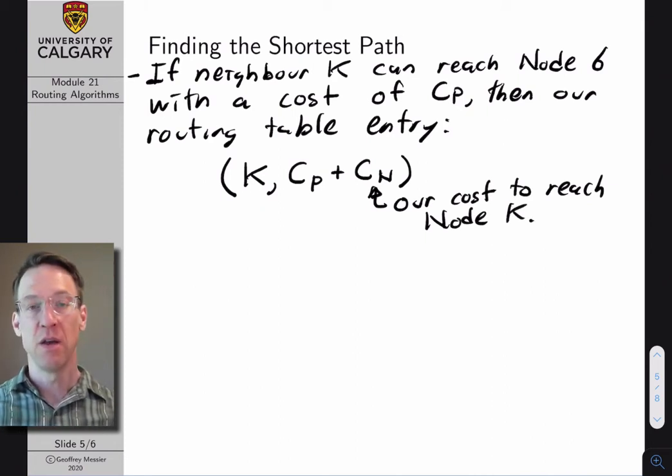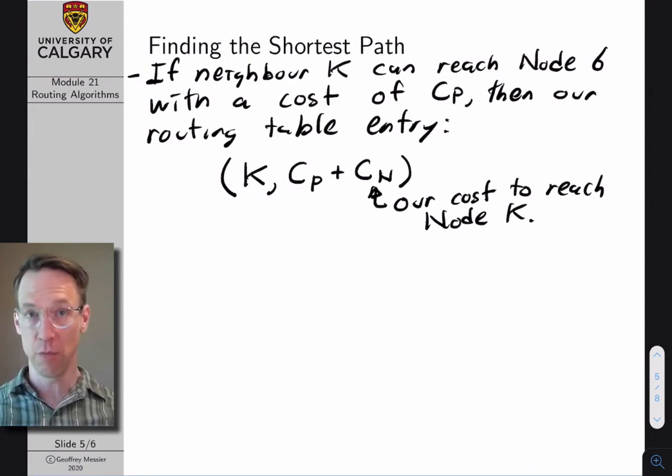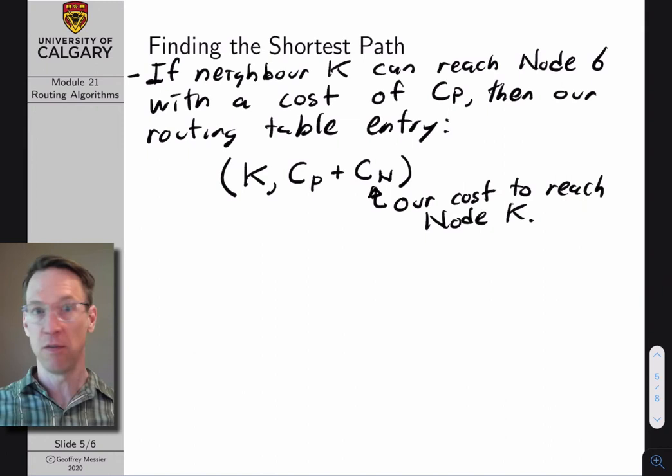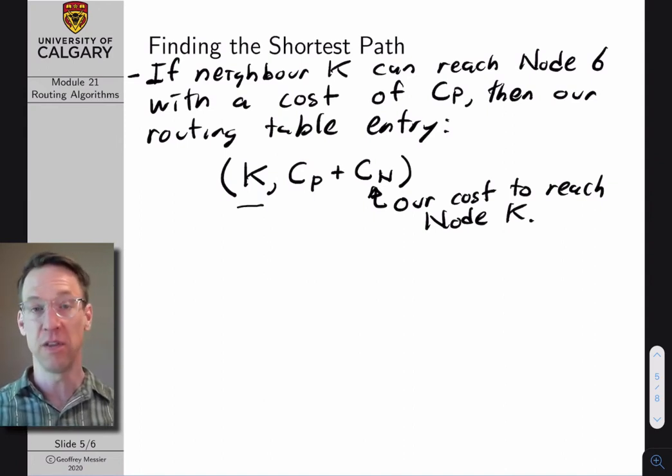So said another way, if neighbor K tells us that it knows how to reach node 6 with a cost of CP, we know that we can give our packet to that neighbor, and then that neighbor can somehow magically deliver the packet to node 6. And so it's perfectly valid for us to say our next hop is to just give the packet to the neighbor, because the neighbor told us it has a path to node 6. And then our cost is equal to whatever it's going to cost the neighbor plus whatever it costs us to get the packet to that neighbor.